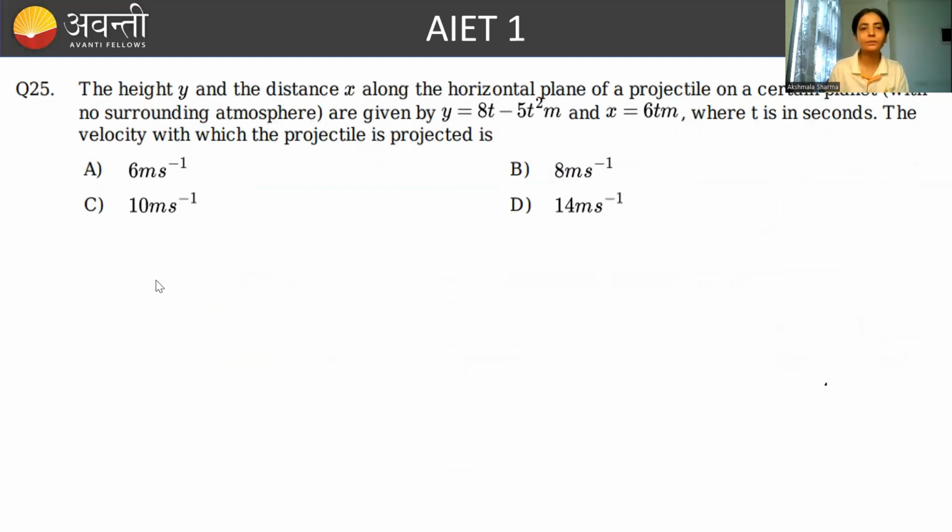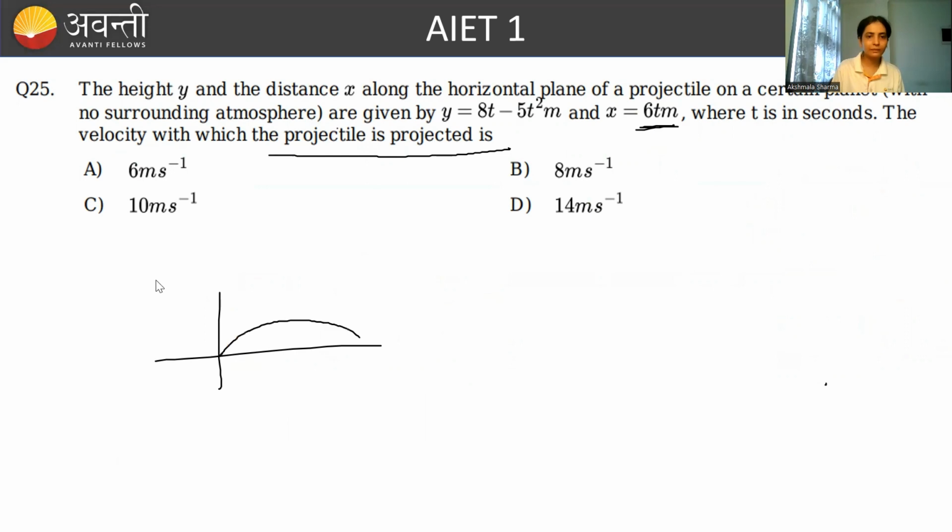Okay. Again, this question is very easy. The height y and distance x along the horizontal plane of a projectile on a certain planet are given by y equal to 8t minus 5t square, x equal to 6t. Find the velocity with which the projectile is projected. So there is a projectile motion happening here, and it is being thrown with a certain velocity. Then we have to calculate this velocity of projection.